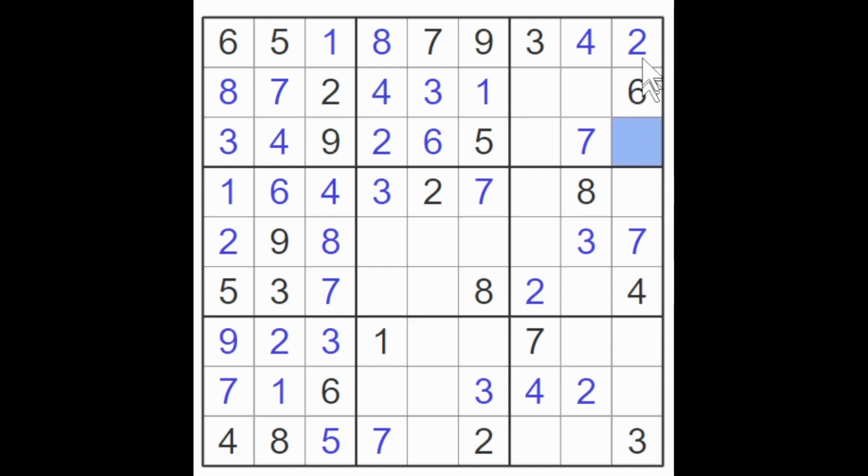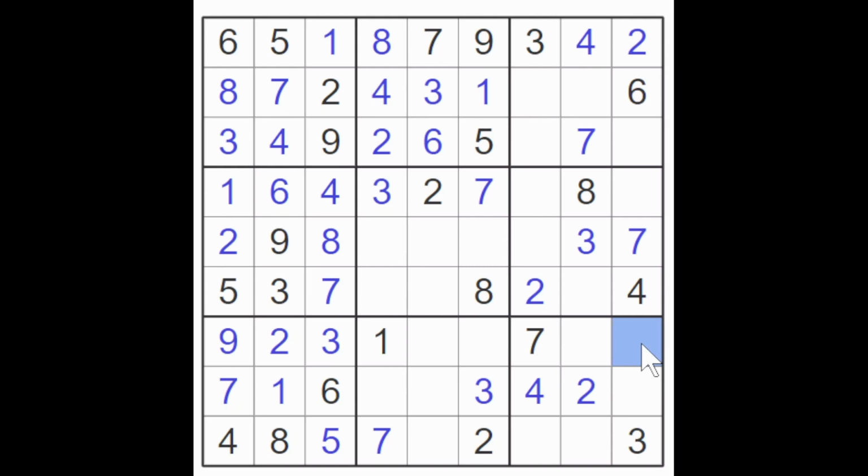Want to look again at this column. We need to find a 1, 5, 8, and a 9. This is a 5 or a 9, we know that. This could be an 8, 9, 1. This could be an 8 or a 5.